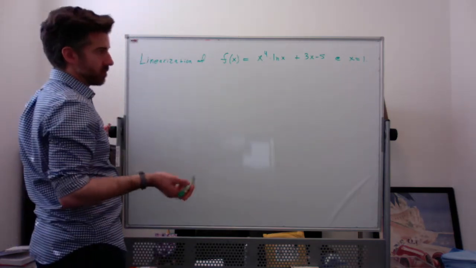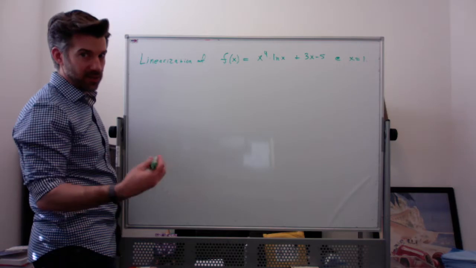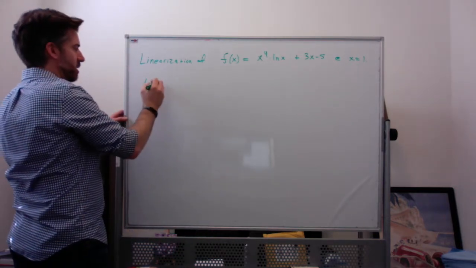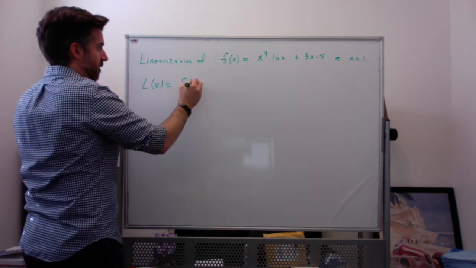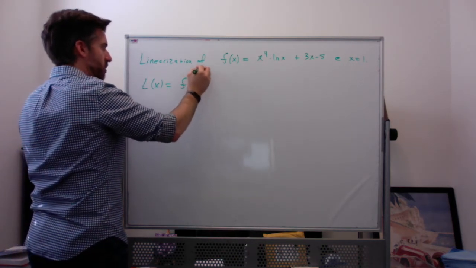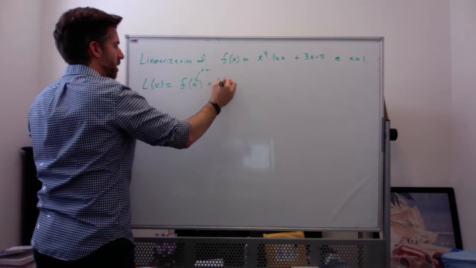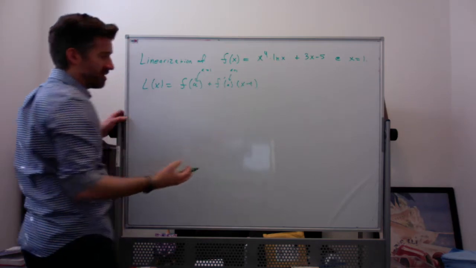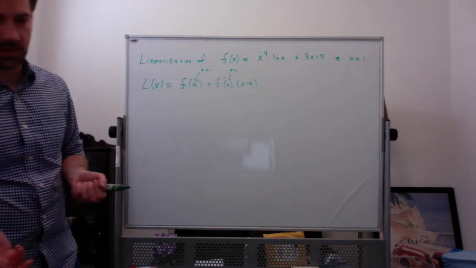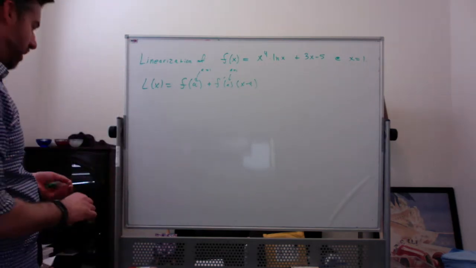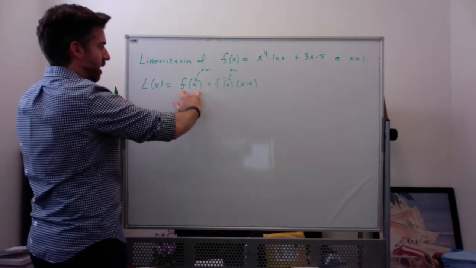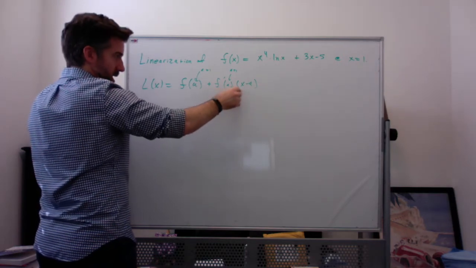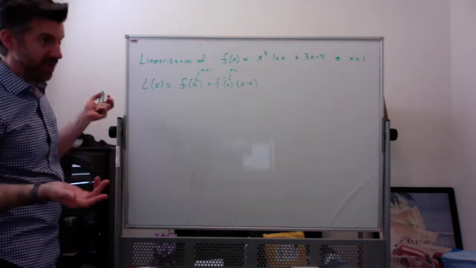You can either do it as the equation of the tangent line, where y minus y1 equals m times x minus x1, or you can remember that the linearization looks like this: f of a, where a is 1, plus f prime of a times x minus a. This is really just y minus y1 equals m times x minus x1, solved for y. It's just using different letters.